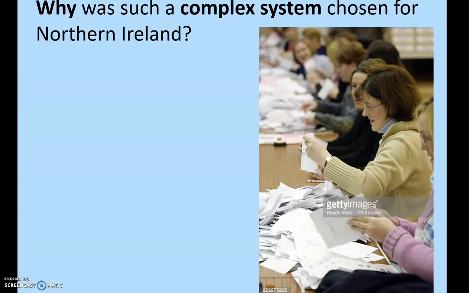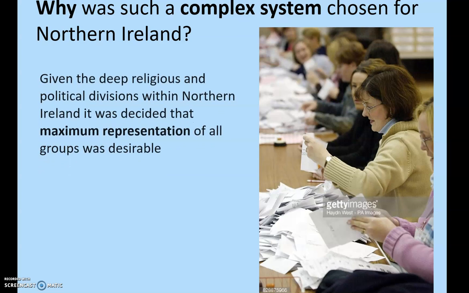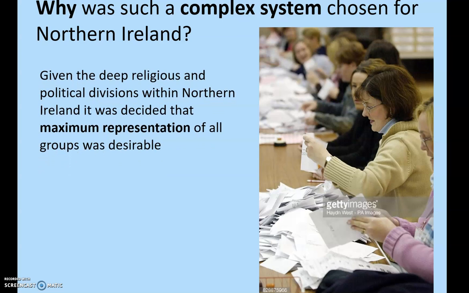Okay, why was such a complicated system chosen for Northern Ireland? I mean, what did the people of Northern Ireland do to deserve such a complicated system? Well, it's because in Northern Ireland there's been this tradition and this history of really deep religious and political divisions. There's been violence in Northern Ireland, IRA bombing, bombing on the Unionist side.